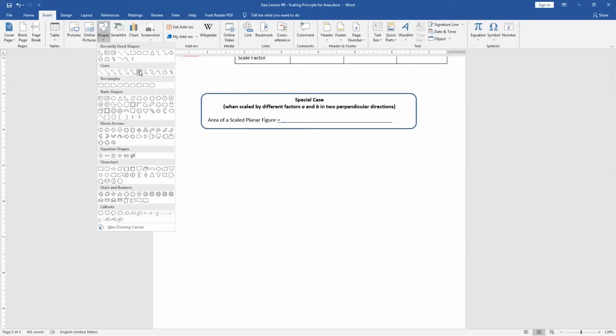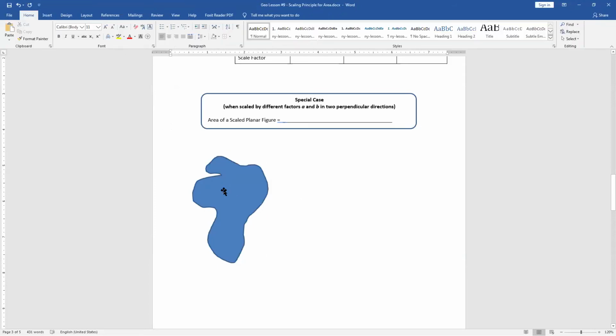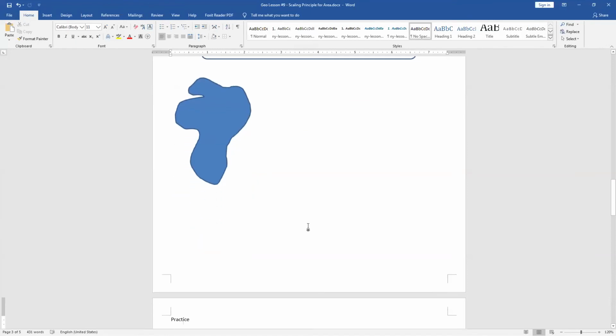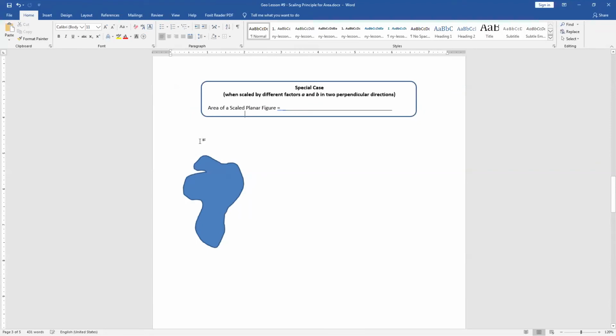And this is going to be true for any planar shape, any 2D shape. So take a look. If I draw a random shape like this, let's say the area of this original shape was, I don't know, 50. Just making it up. 50, whatever units.